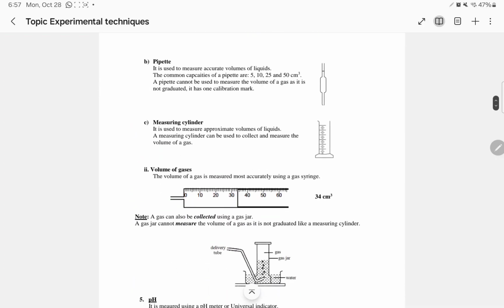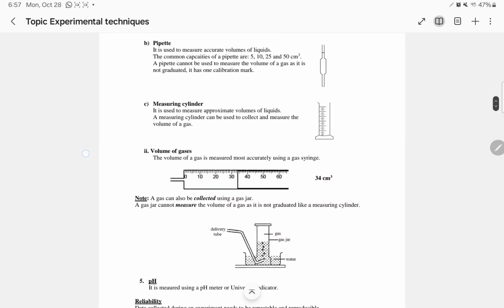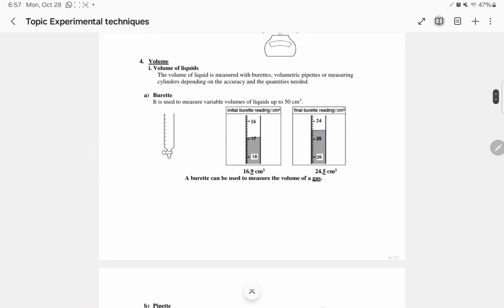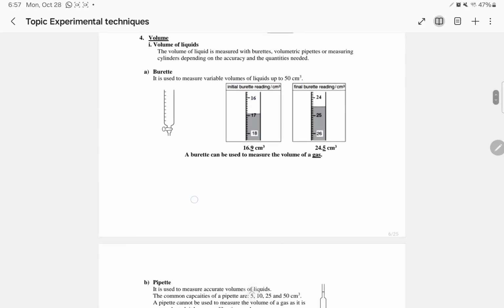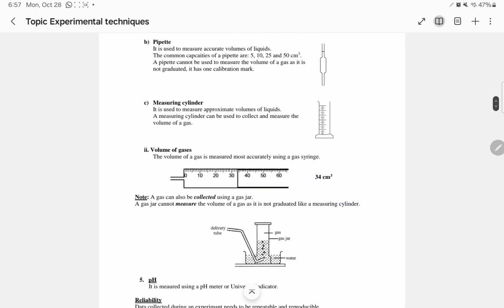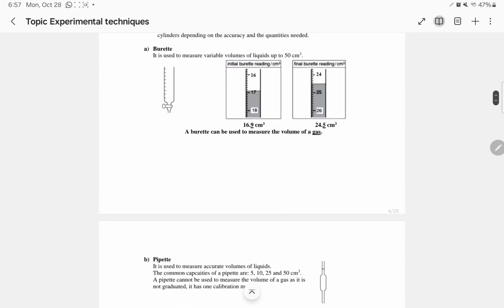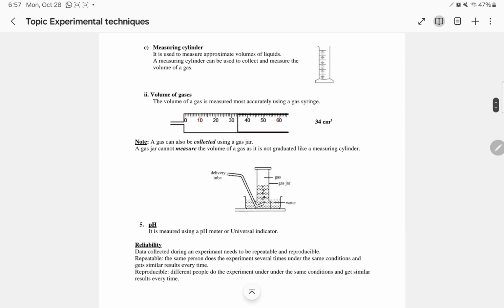Anyways, pipettes are used to measure accurate volume of liquids. And common capacities are 5, 10, 25, 50. Guys, I don't know if you remember, this was a question that they used to bring last year, because we had this chapter last year. So memorize them: 5, 10, 25, 50. And a pipette cannot be used to measure a volume of a gas, as it's not graduated, it has one calibration mark. That's why maybe they said that you could use it with a gas here. I'm not sure, to be honest. Measuring cylinder, approximate. It's not that accurate. And can be used to measure the volume of a gas. So guys, I think burette can be used to measure volume of gas. And I'm just mistaken.